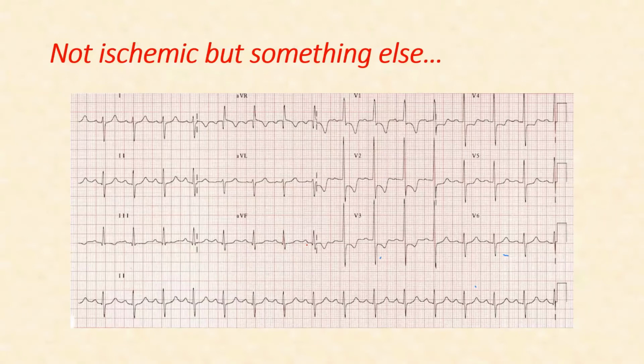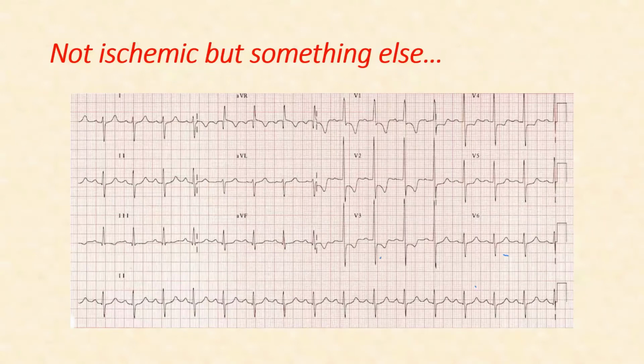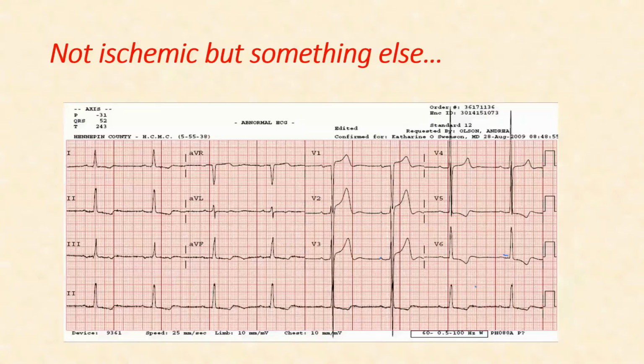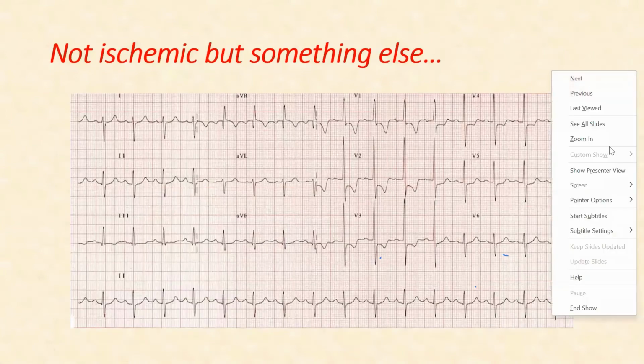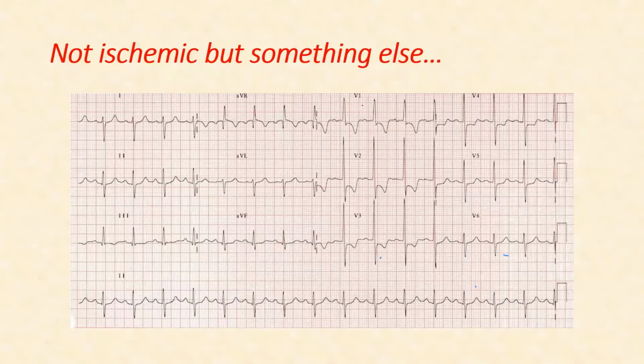Think about RVH. Oh, great. These are typical features of RVH. This is a prototypical ECG of RVH. Okay, so you have a tall R in V1. You see here? And you have a deep S in V6. You have right axis.